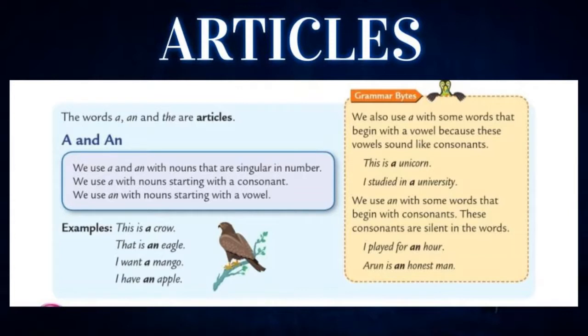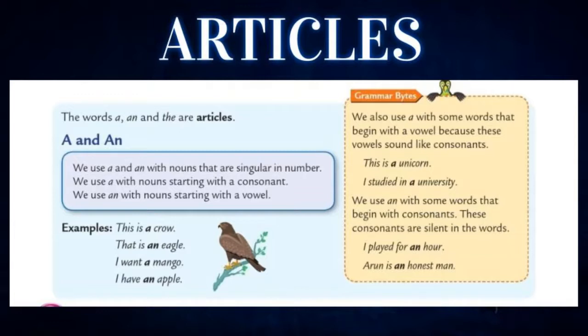Example here, this is a crow. It means one crow, and crow starts with a consonant sound. That's why we used a. This is an eagle. It shows that it is one eagle, and the word eagle produces a vowel sound. So that's why we used an. I want a mango. I want a mango means I want one mango, and mango produces a consonant sound. That's why we used a. I have an apple. It means I have one apple. The word apple produces a vowel sound. So that's why we used an.